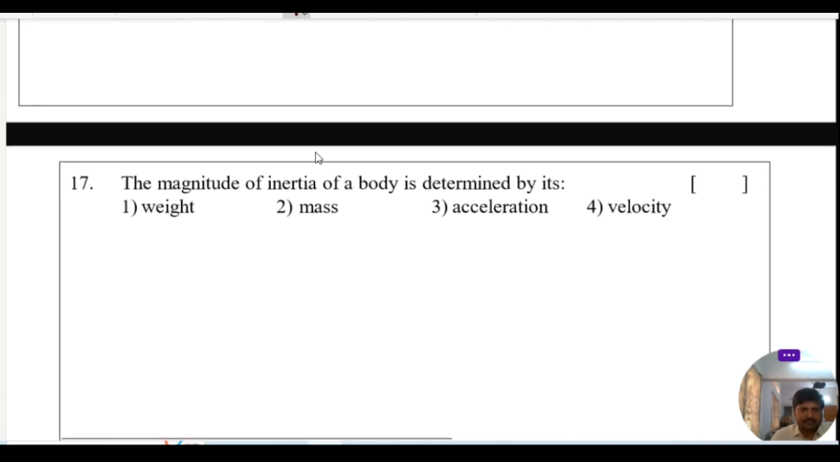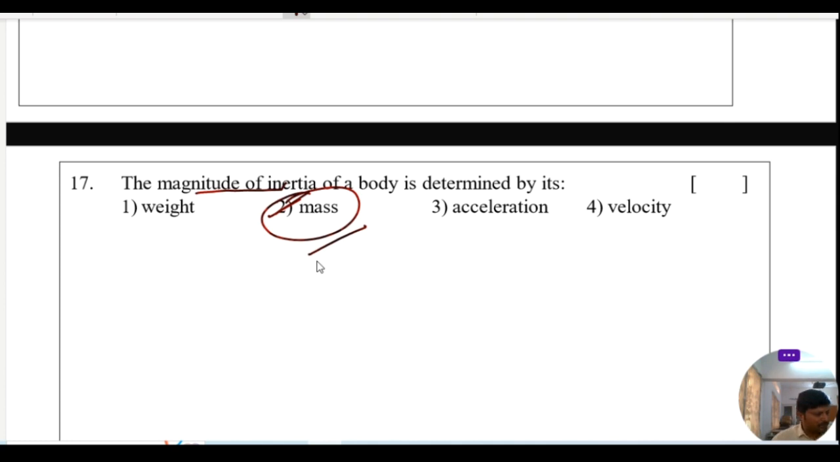Next, 17th one. The magnitude of inertia of a body is determined by its... Here, the inertia of a body is determined by its mass. The more the mass, the more the inertia. Greater the mass, greater is the inertia. So option 2 is the right answer.